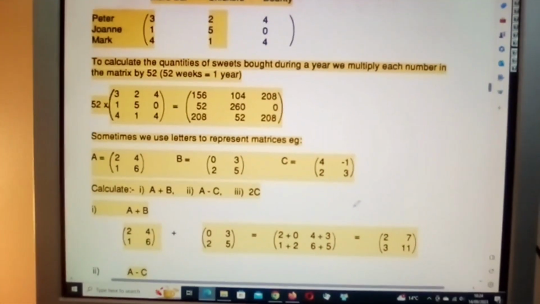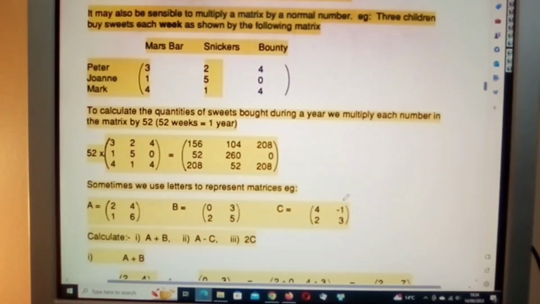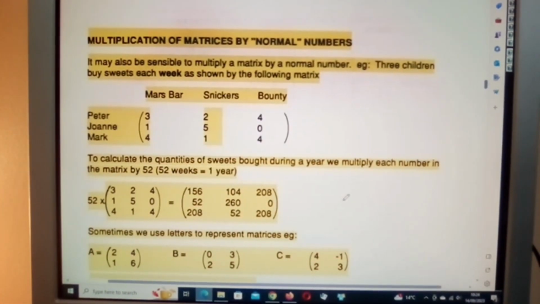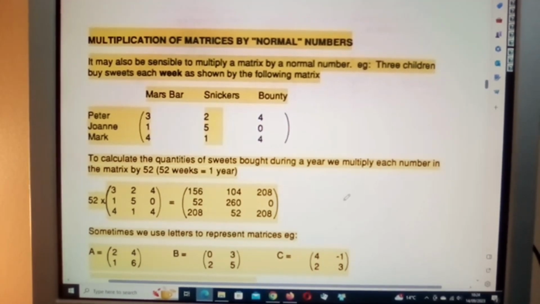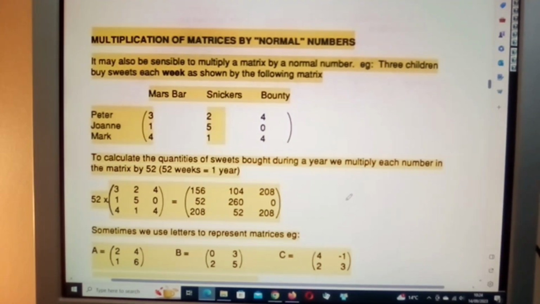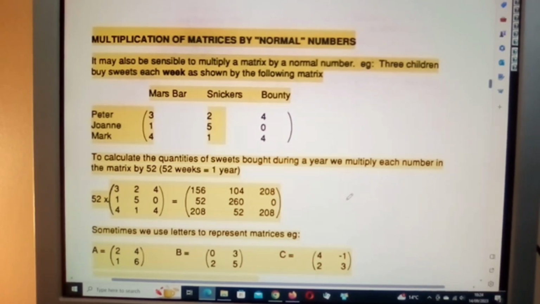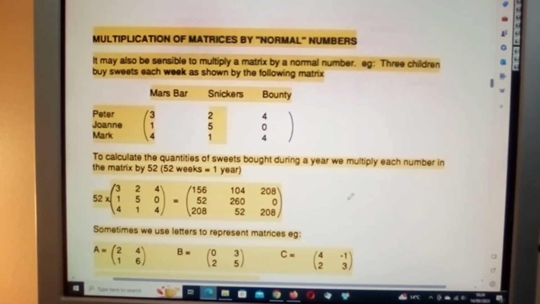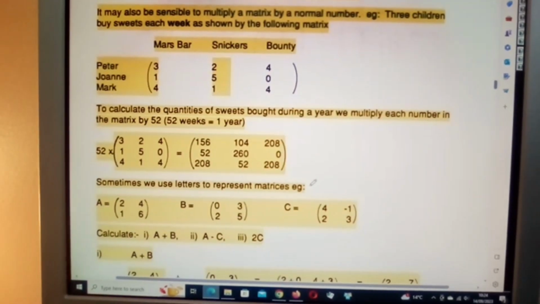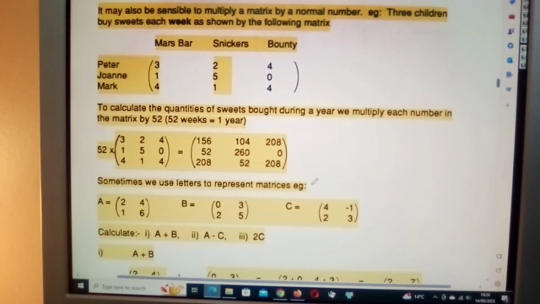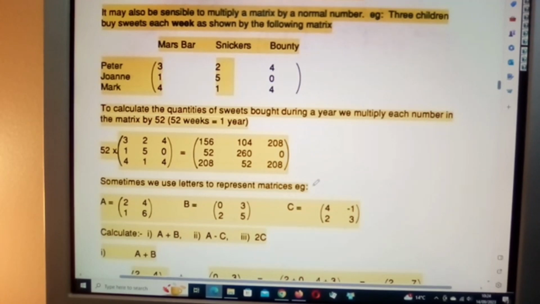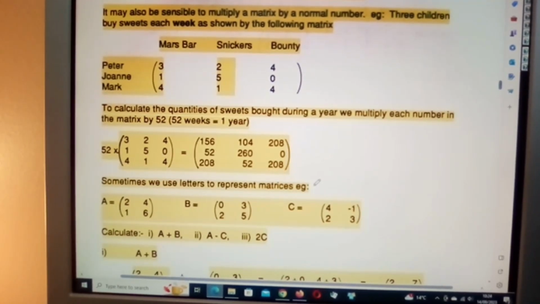Okay, let me just look at this one here. Multiplication of matrices by normal numbers. It may also be sensible to multiply a matrix by a normal number, for example 3 children buying sweets each week as shown by the following matrix, okay? To calculate the quantity of sweets bought during a year, we multiply each number in the matrix by 52.